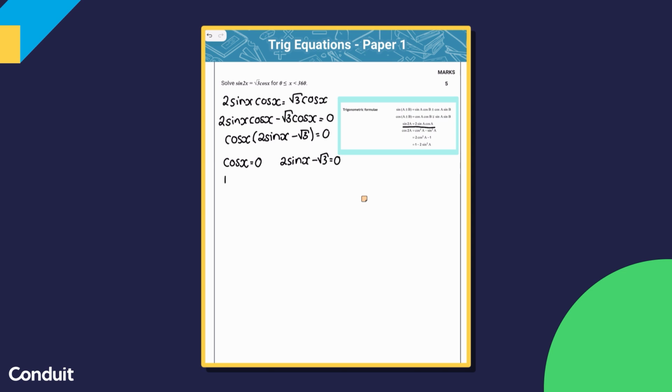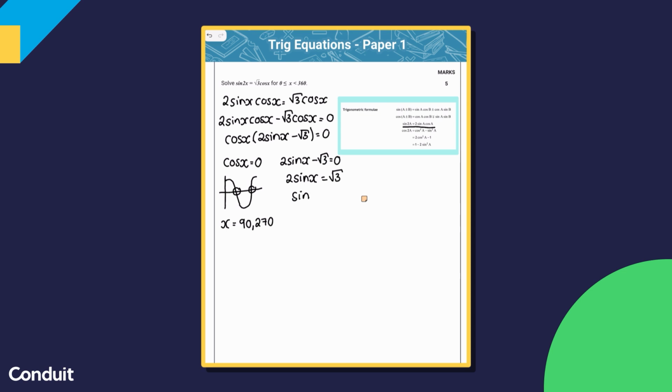For this question, I can use my cos graph. The cos graph starts high, goes down to its minimum, and back up to the same height it started at. Cos x is equal to 0 here and here. And that is when x is equal to 90 degrees and 270 degrees. Now for the second part. I'm going to start to solve this by rewriting it as 2 sine x equals root 3.